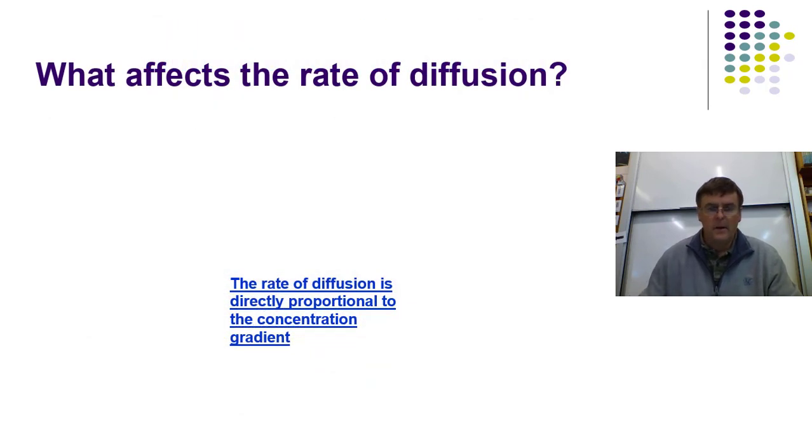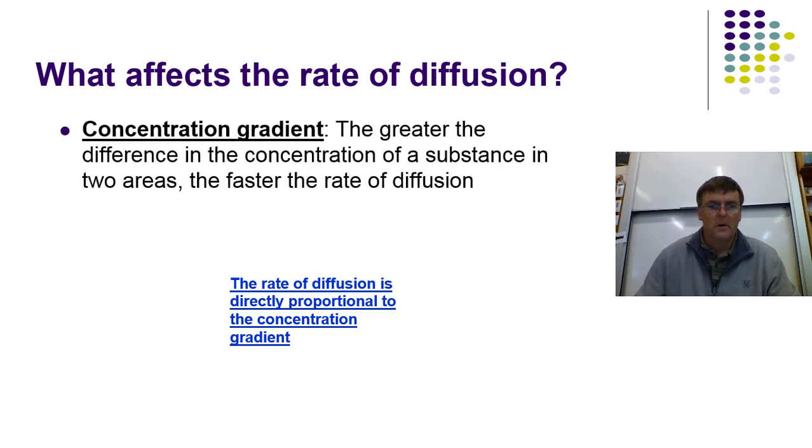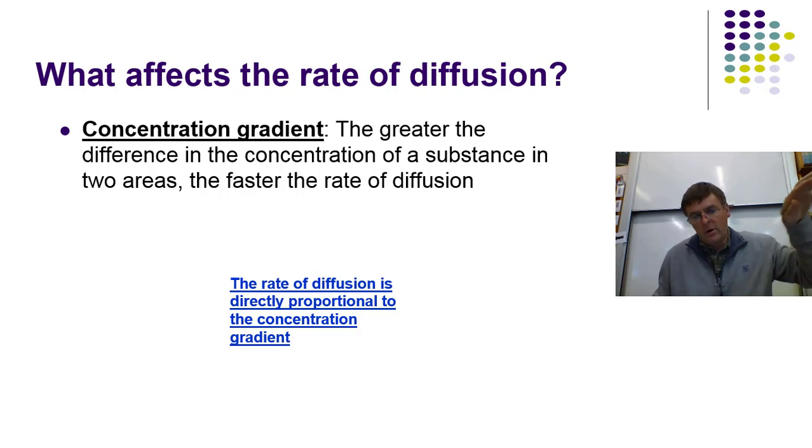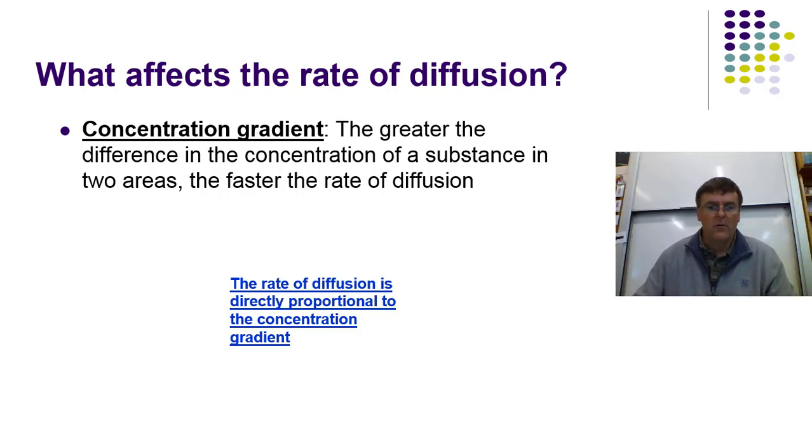So how do we make it go faster? And as it says there, rate of diffusion is proportional to the concentration gradient. And what does that mean? So the greater the difference in concentration in two places, the faster it will go. So I can get it really concentrated in one place, really concentrated here, and not concentrated here. I'll get a gradient and it will flow between the two.